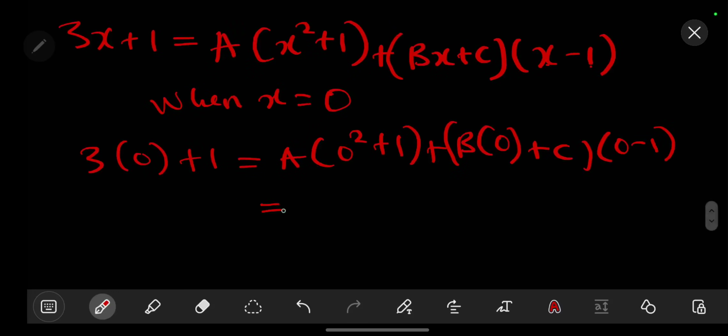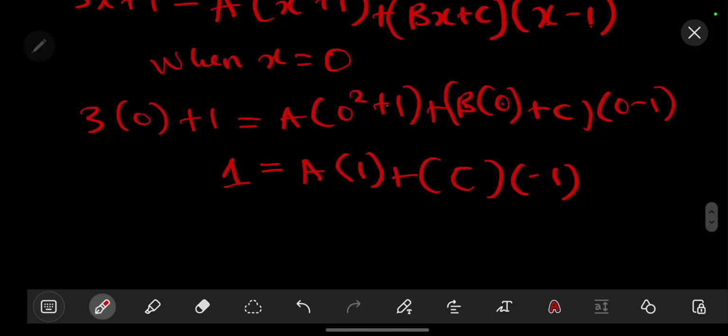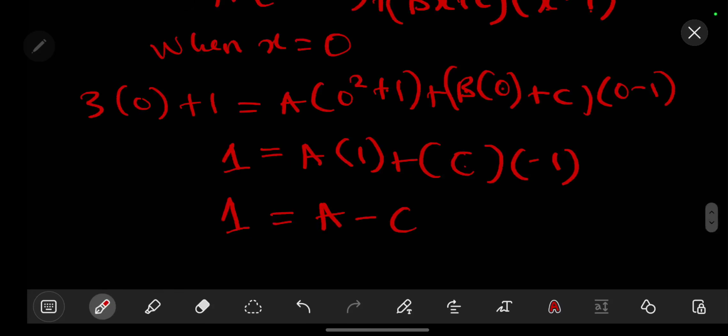So this is going to give us 0 plus 1, that will give us a 1 should be equal to, we have our a, 0 plus 1, that will give us 0. Then we have plus our b times 0 is 0. Then we have plus our c, so we write our c like that, we have our negative 1 like that. So we are going to have our negative 1, our positive 1 is equal to, we have our a negative times c, it will give us a negative c like that.